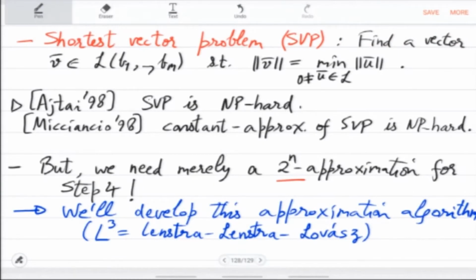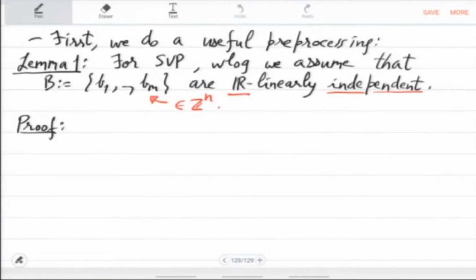The SVP problem would be a stronger question. You want a shortest vector in the lattice spanned by the vectors b1 to bm, but that is hard. So instead what we will now do is find an approximate shortest vector. This approximation algorithm is due to Lenstra, Lenstra, Lovasz, from the 80s. This was a breakthrough result, and it is applied in many places, as we will see later. It started with integral polynomial factoring.